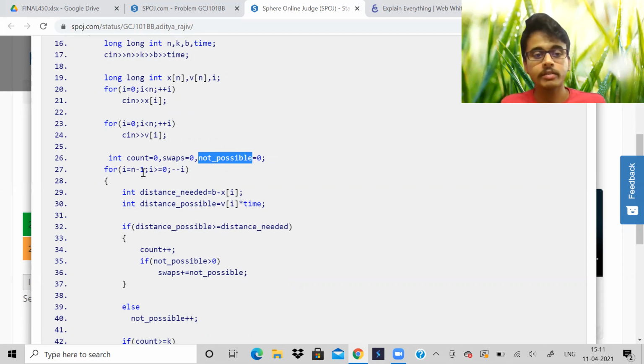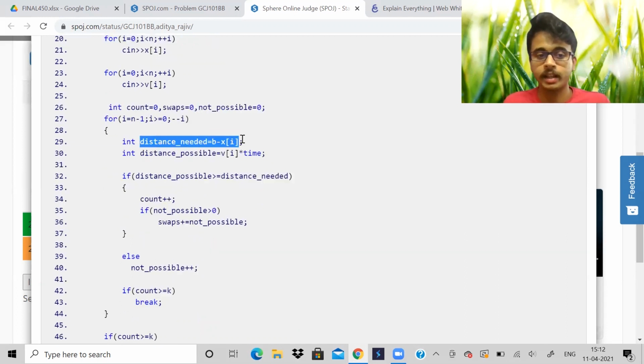So let us traverse through the array from the back side because it is easy. It will be easy for us to know how many swaps are required because we need slower chick, faster chick. If at all we come across a situation where a slower chick is present ahead of a faster chick, then it is an obstruction. That is why we have to start from reverse, that is, from the end of the array.